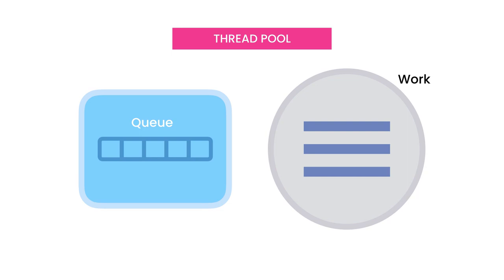So with this model, we don't have to think about creating threads directly. Instead, we submit our tasks to a thread pool and let the thread pool take care of thread manipulation. I'll show you how to do that next.